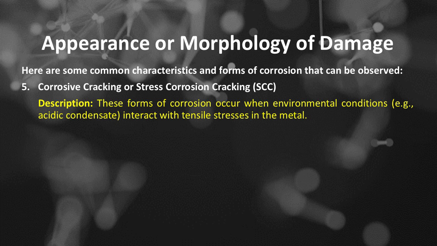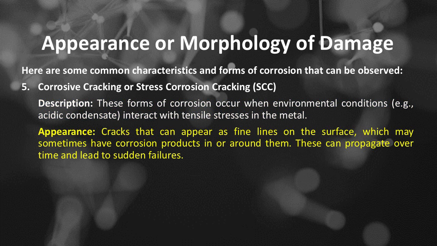Number 5 is corrosive cracking or stress corrosion cracking, or SCC. Description: these forms of corrosion occur when environmental conditions, e.g., acidic condensate, interact with tensile stresses in the metal. Appearance: cracks that can appear as fine lines on the surface, which may sometimes have corrosion products in or around them. These can propagate over time and lead to sudden failures.